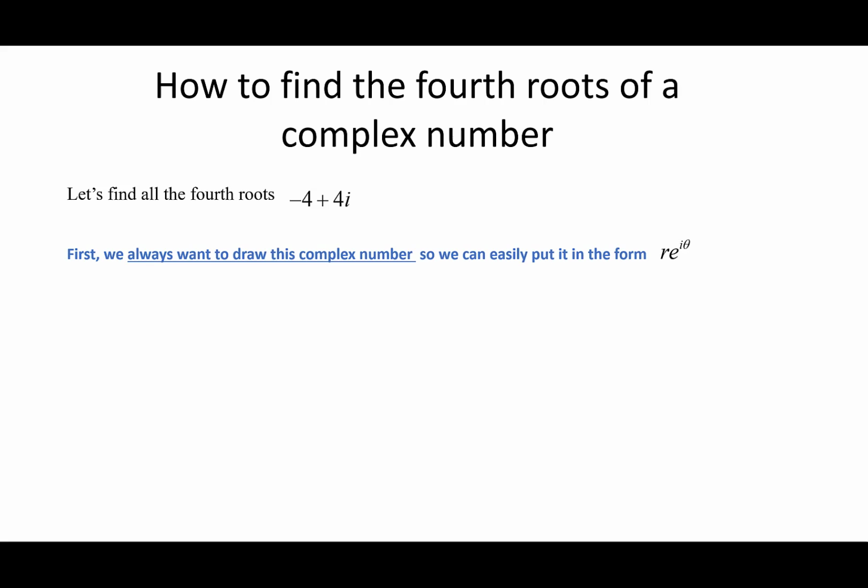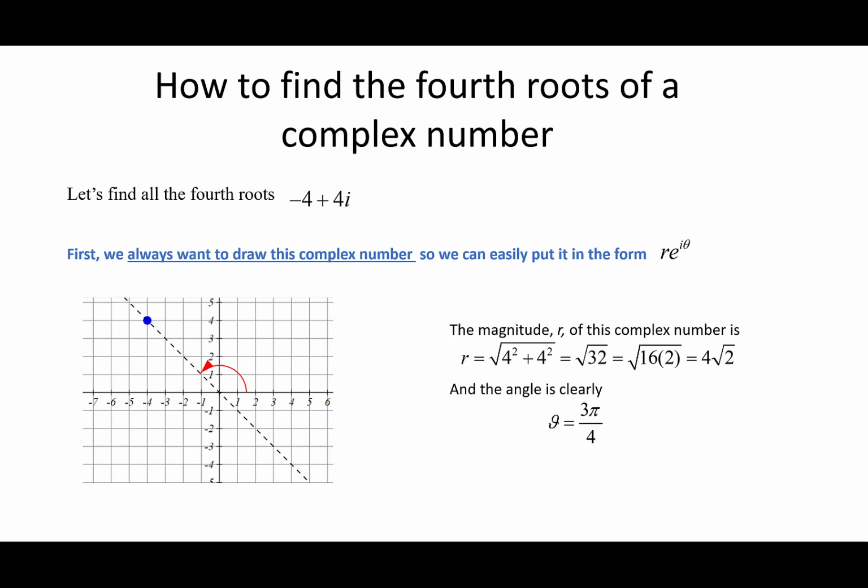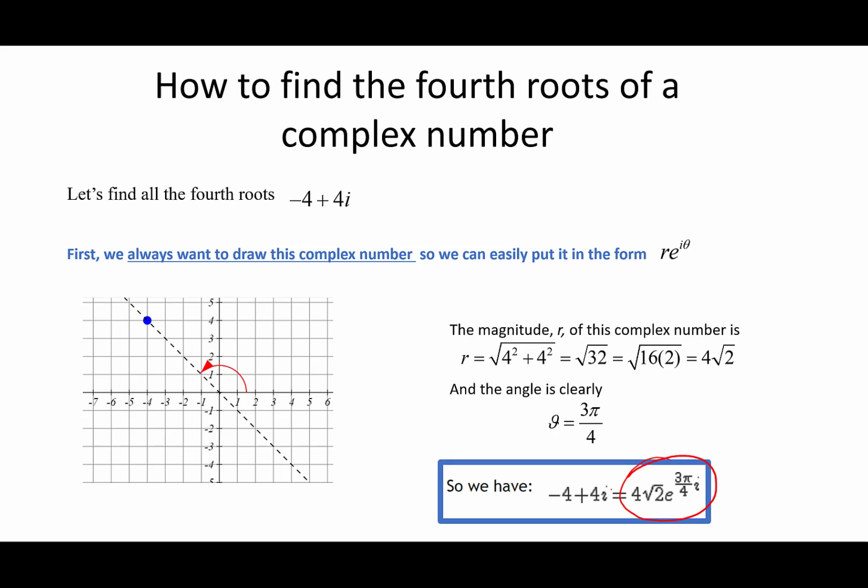First, we're going to draw it because, again, this is a visual explanation. And one of the reasons we want to draw it is to put it into the re to the i theta form. So here's the picture. That blue point is our -4 plus 4i on the complex plane. Our magnitude is 4 radical 2, just by using Pythagorean's theorem, and the angle, that red angle, is clearly 3 pi fourths. So we can write it as 4 radical 2 e to the 3 pi fourths i.